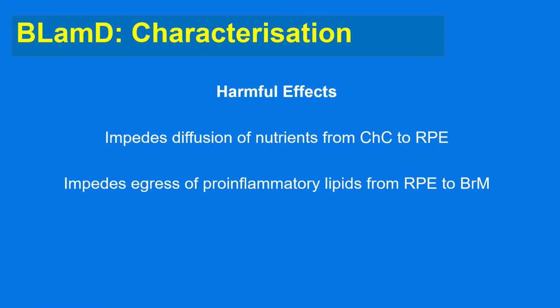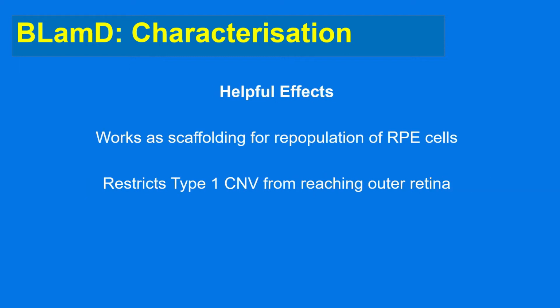So what are the harmful effects? As the basal laminar deposit thickens the basal lamina of RPE, it impedes the diffusion of nutrients from choriocapillaris to RPE, and it also impedes the egress of pro-inflammatory lipids from RPE to Bruch's membrane. So it hampers the transport both ways. However, there are certain helpful effects also, like in case of RPE atrophy, the basal laminar deposit works as a scaffolding on which RPE cells can grow. It also restricts the sub-RPE type 1 choroidal neovascularization from reaching the outer retina.